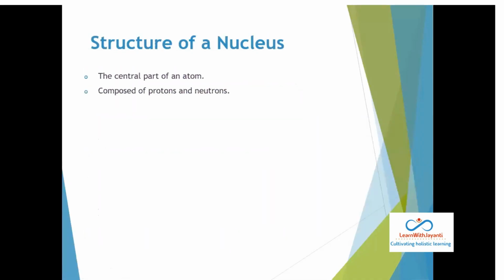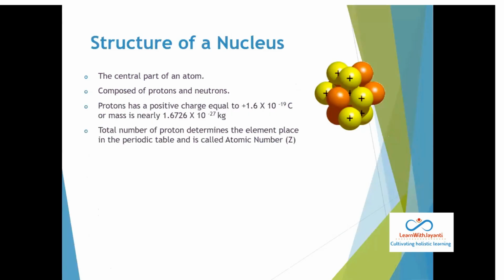Now the central part, the nucleus, what does it consist of? Two things, protons and neutrons. Then what is the charge of a proton? 1.6 into 10 raised to -19 coulomb. This is in coulombs. The charge is this much. What is the mass? It is 1.726 into 10 raised to -27 kg. It is very small. Okay, what is the atomic number? You studied this last year in chemistry too. The total number of protons determines the atomic number.